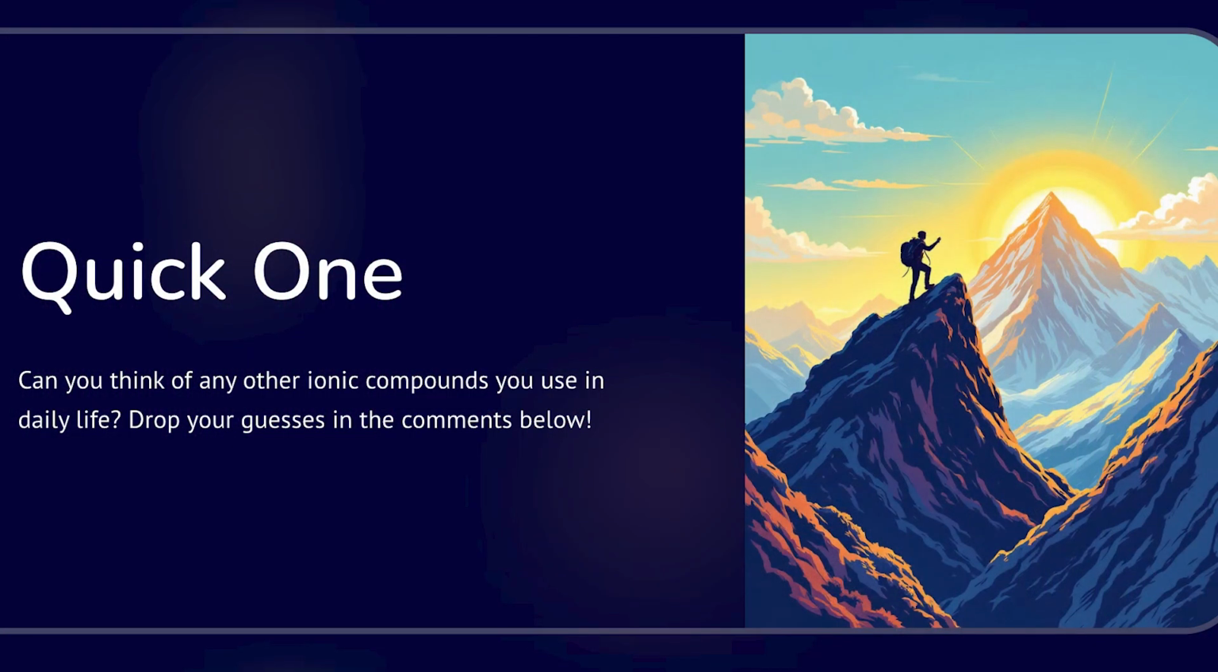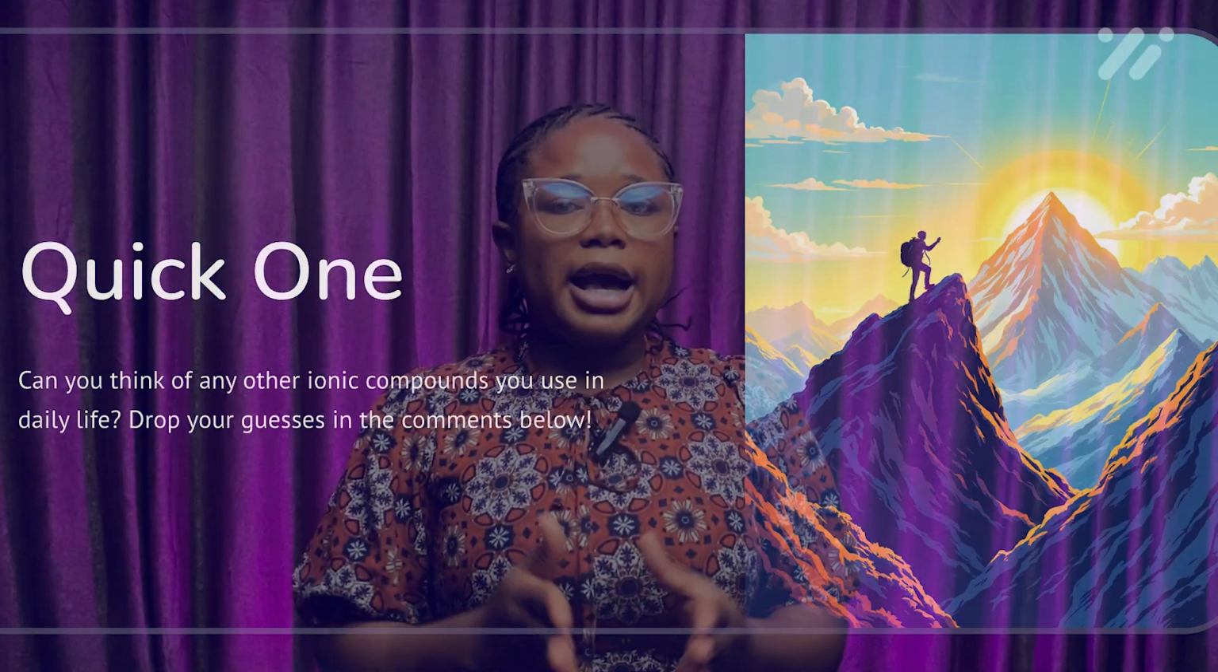As a quick challenge, can you think of any other ionic compounds you use in daily life? As I have said, sodium gives up its electron to chlorine and they bond to form this stable compound. But there are many other ionic compounds around us, like calcium carbonate, which is found in chalk, or magnesium oxide, which is used in fireproofing.